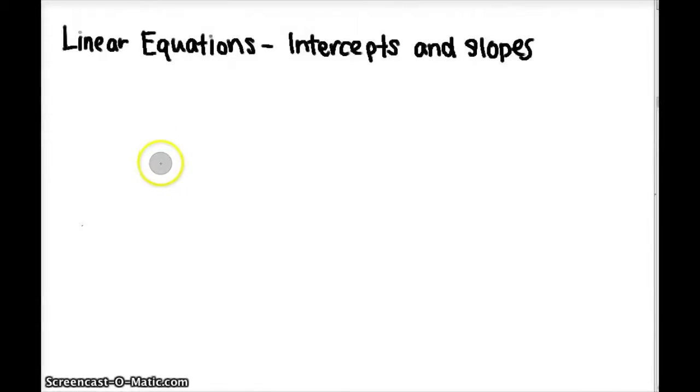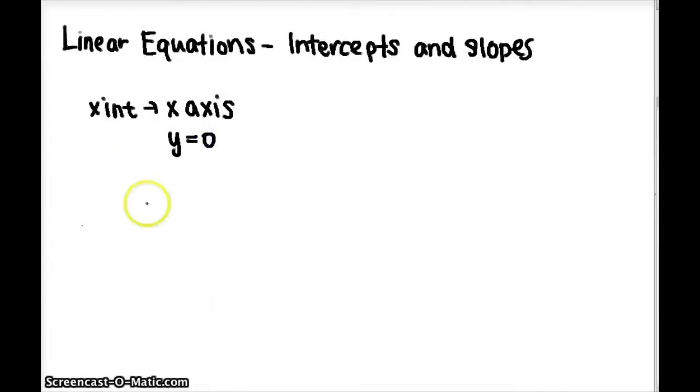Hi everyone, today we're going to learn about linear equations and we're going to talk about intercepts and slopes. So first of all, what is an intercept? An x-intercept is where the graph crosses the x-axis. And at this point, y is 0. The y-intercept of a graph is where the graph crosses the y-axis, and at this point, x equals 0.